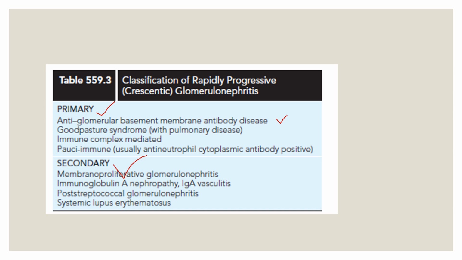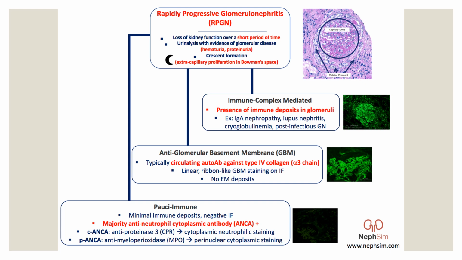It can be immune complex mediated or pauci-immune. Secondary, it can be membranoproliferative, IgA nephropathy, IgA vasculitis, which is Henoch-Schönlein purpura, post-streptococcal, and SLE. That is some other diseases which usually have a very minimal presentation, sometimes progressing into rapidly progressive glomerulonephritis. And the other way where you classify it is based on immune complex mediated, anti-GBM or pauci-immune.